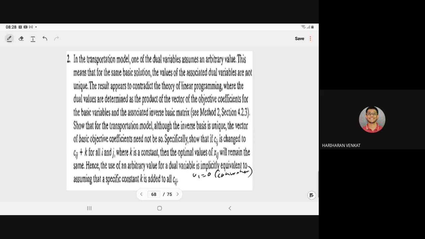You can take u2 is equal to 5, u7 is equal to 7. Means any multiplier can take an arbitrary value, not necessarily always the first multiplier being 0. That is only one special case. So in the transportation model, one of the dual variables assumes an arbitrary value. This means that for the same basic solution, the values of the associated dual variables are not unique.